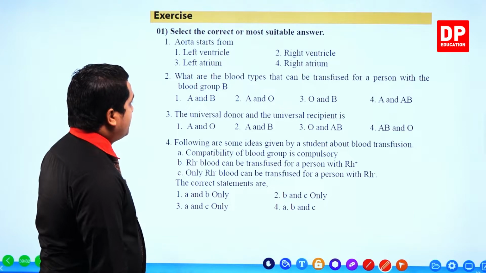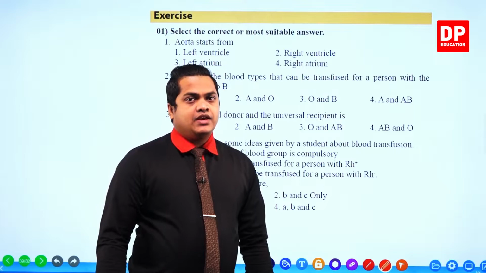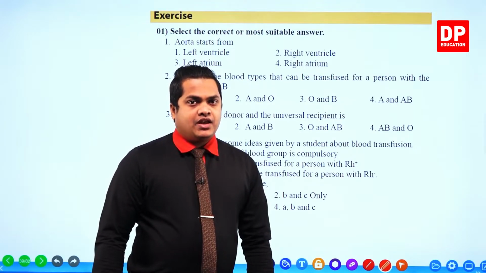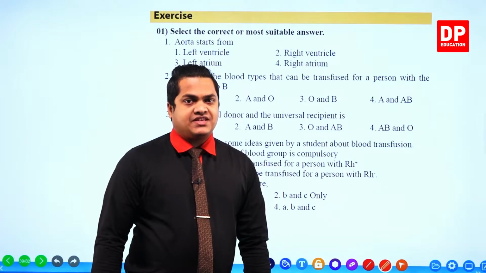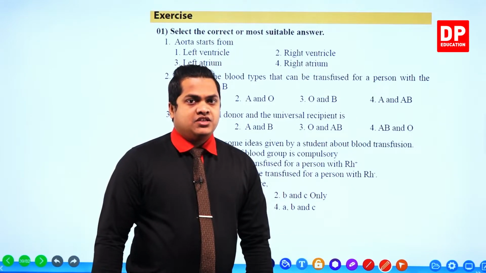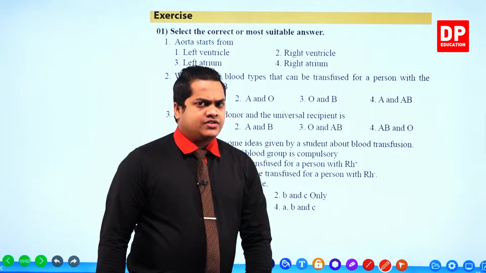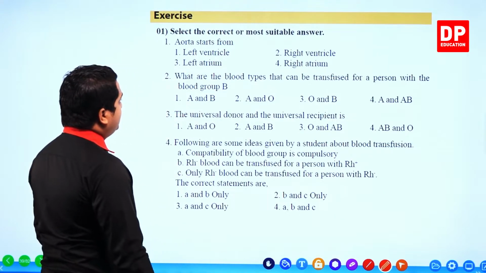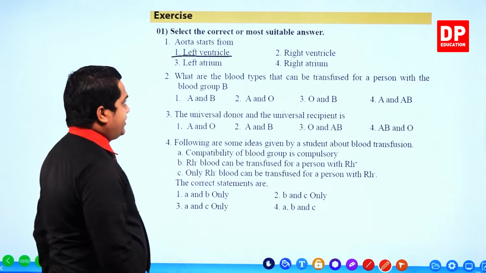Aorta starts from. So aorta is the main artery connected within our body. So you know that aorta is going to start from the left side of the heart. Especially aorta is connected with the left ventricle, my dear children. So let's go for the answer. Left ventricle. Yes. The left ventricle.